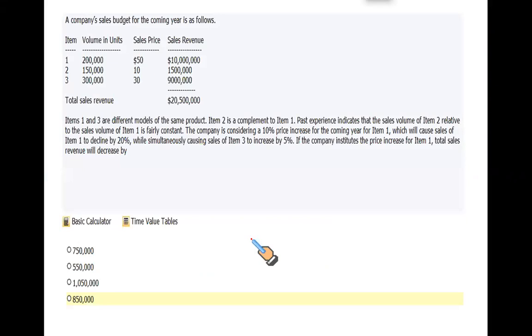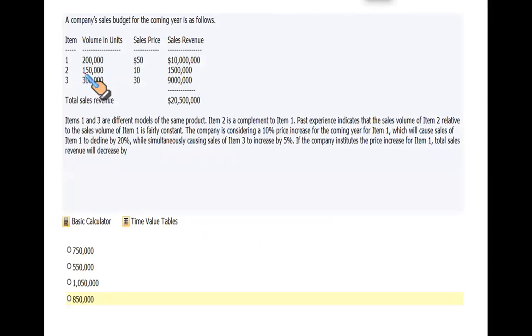So these are the ways you can, it's a very tiny topic, as I said. There are just 2 questions on your software related to sales forecast. This is a very good question indeed. A company's sales budget for the coming year is as follows. We are expecting 200,000 items to be sold at 50, and this will bring us sales revenue of $10 million.